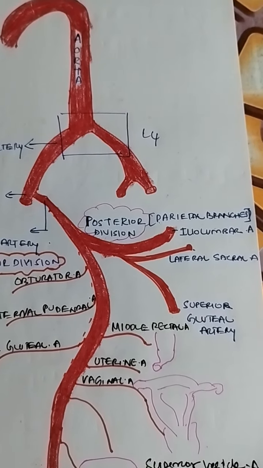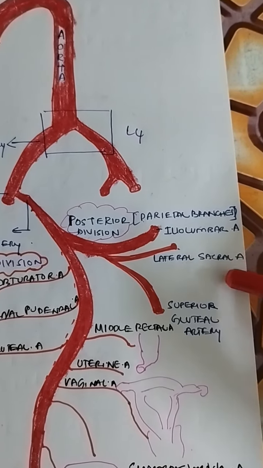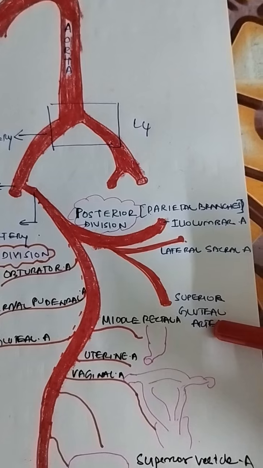So what are those three parietal branches? The first one is the iliolumbar artery. The second one is the lateral sacral artery. The third is the superior gluteal artery.